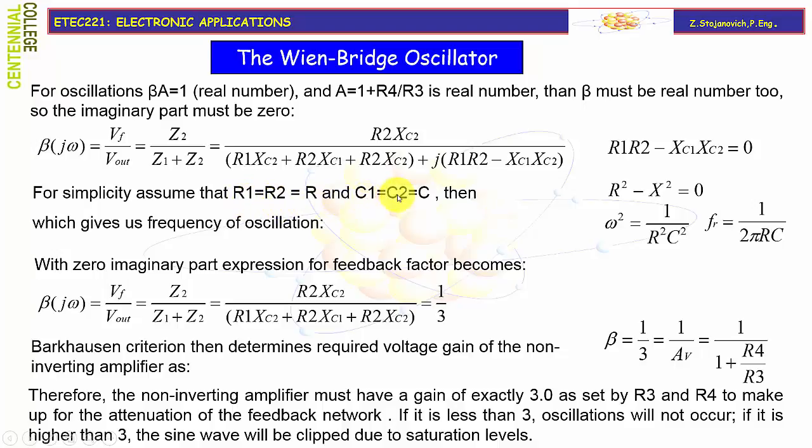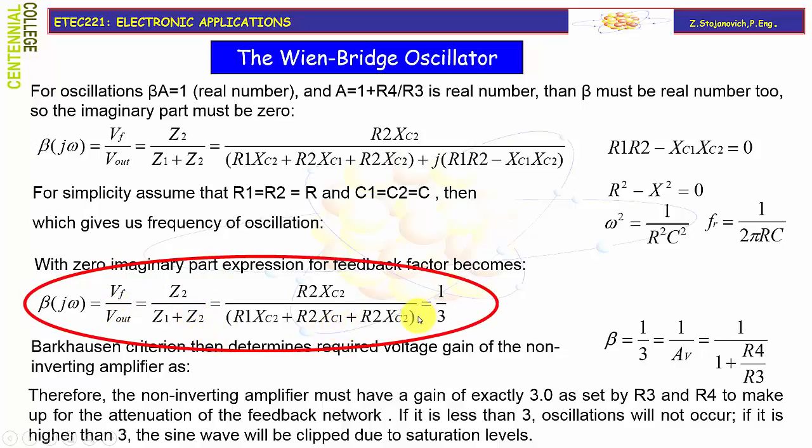If this part is equal to 0, and for simplicity we assume that R1 and R2 are equal, as well as C1 and C2, then this condition becomes R squared minus X squared equal to 0. From this equation, we can define the frequency of oscillation, which is 1 over 2 pi RC. Of course, once again, the condition is that R1 is equal to R2 and C1 is equal to C2. With zero imaginary part, the expression for the feedback factor becomes as shown here.